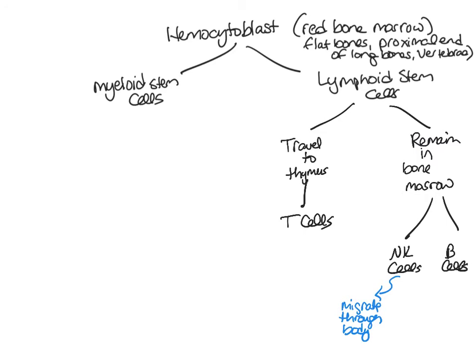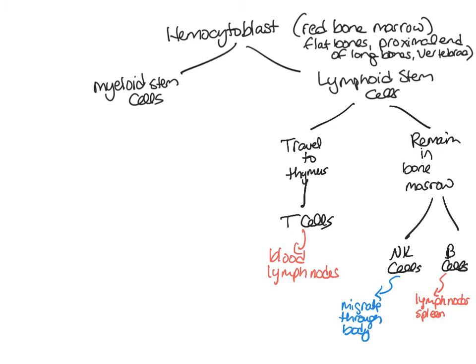The B cells are going to move into areas like the lymph nodes and the spleen and other lymphoid tissues, and that's where they will stay. The T cells will also move into the blood and into the lymph nodes and in other lymphatic tissues of the body.